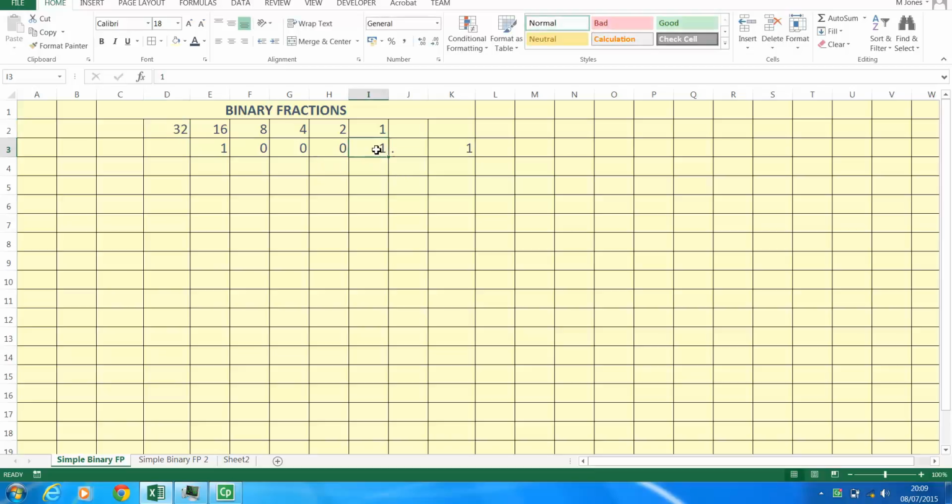So I could look at that and say, okay, so that's 1, nothing there, nothing there, nothing there, 16 there, so that's 17 as an integer. But I need to deal with the fractional part. Now we can see that we have here what would be a decimal point, but we will call it a binary point. So that's 0.1.